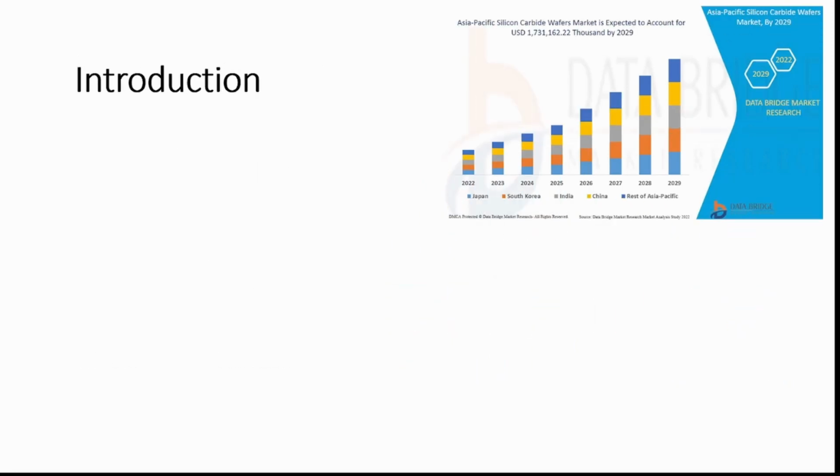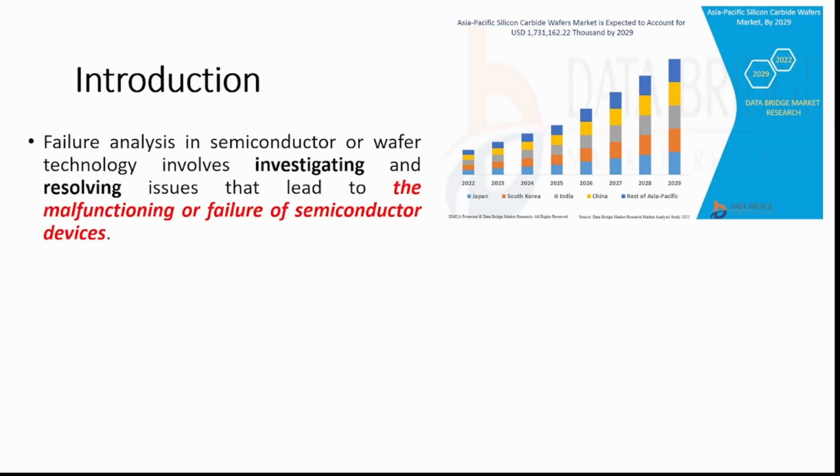So first of all, I would like to introduce this particular project. Based on research conducted by DMCA, demand in the silicon carbide wafer market is expected to increase from the 2022 price up until 2029, a very high demand. Basically, in wafer technology systems, there is one important department, the failure analysis department in semiconductor or wafer technology, which investigates and resolves the issues that lead to the malfunction of any kind of wafer produced by a particular factory or company.